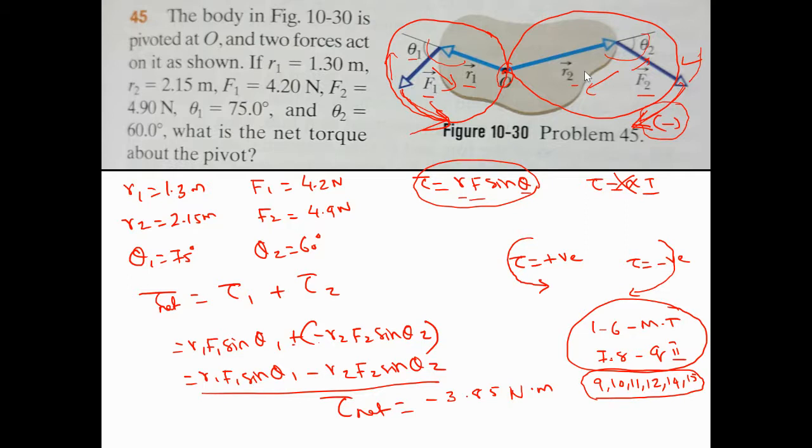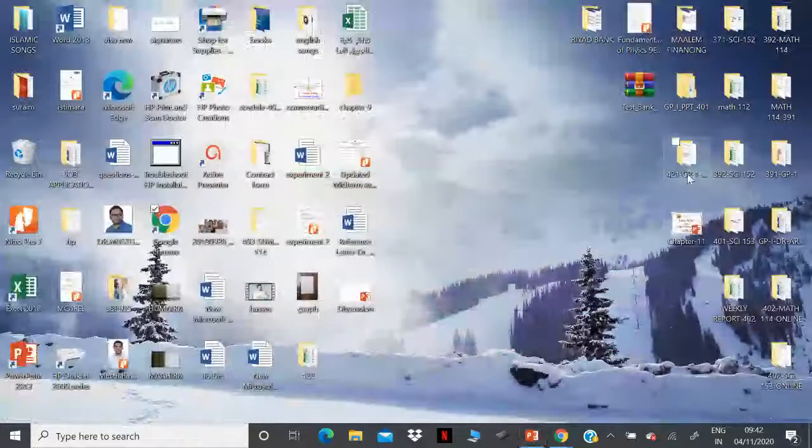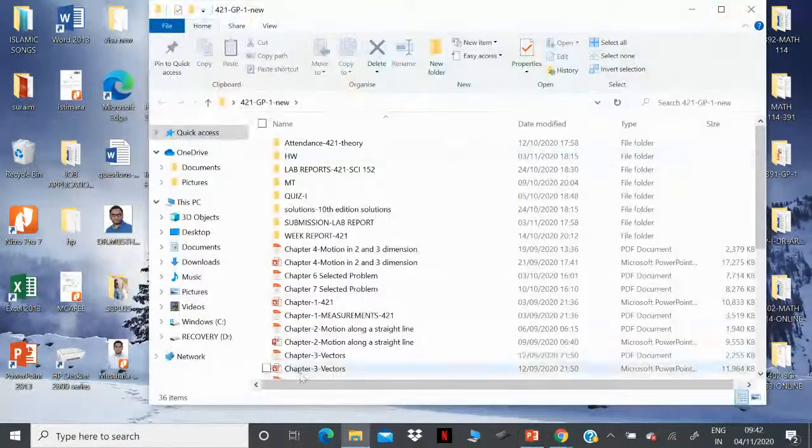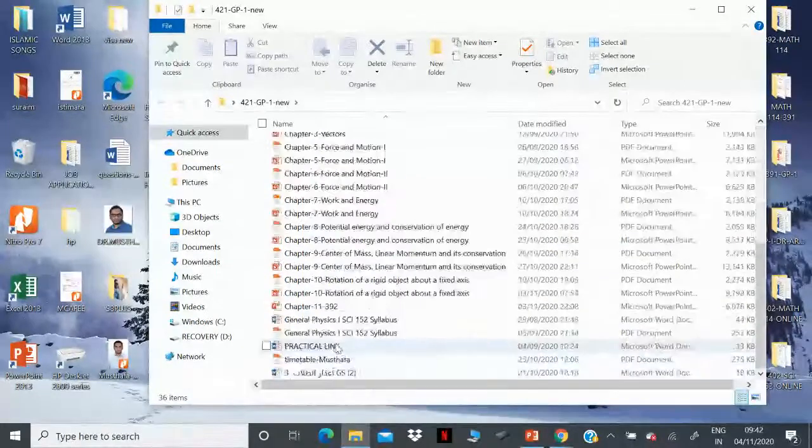The slide on potential energy. Which chapter are you saying? Chapter, I think, 9, potential energy. Chapter 9 is the momentum. Oh, sorry, chapter 8. Chapter 8, potential energy.